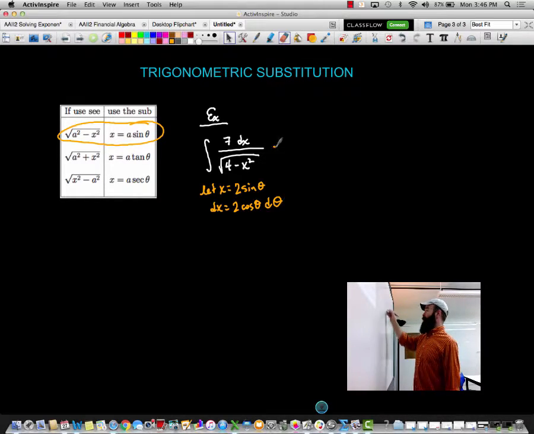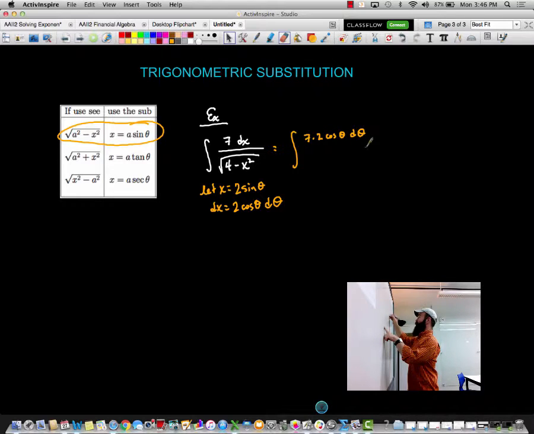So when I plug this into the integral, it'll be 7 times dx, which is 2 cosine theta d theta, over the square root of 4 minus 2 sine theta squared, which would be 4 sine squared theta.